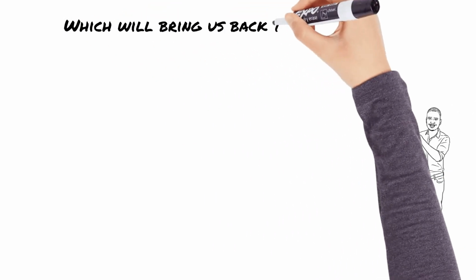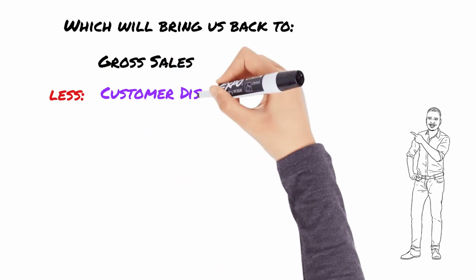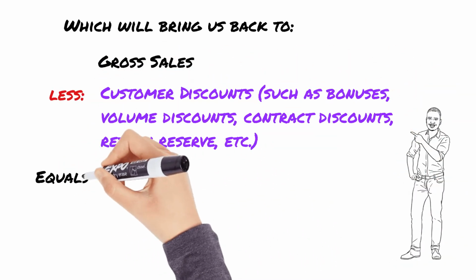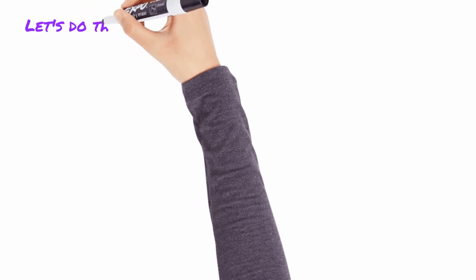Which brings us back to our basic calculation. Gross sales less customer discounts equals net sales. Let's see what that looks like in numbers.